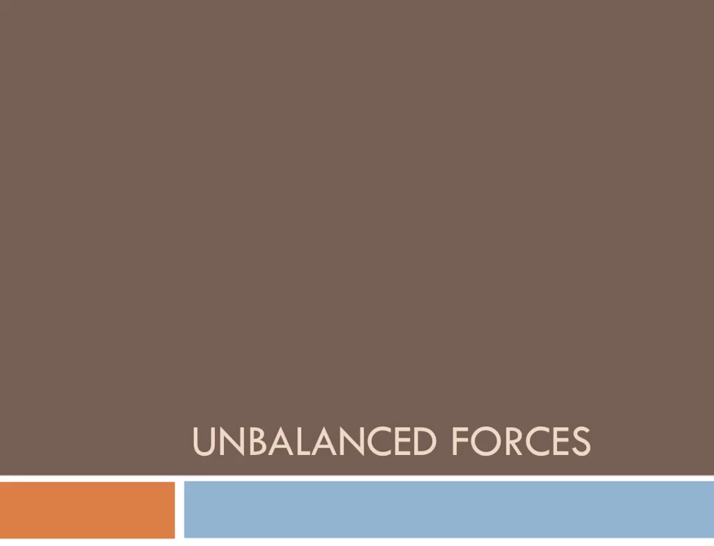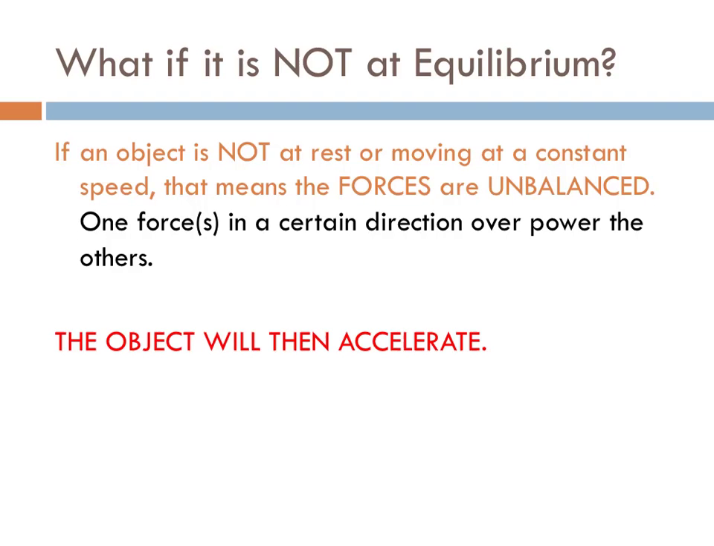This video covers unbalanced forces, meaning accelerated motion. In our last video, we saw examples where all of our forces were balanced, meaning that our object was either moving at a constant speed or it was at rest. So if it's not doing either one of these, then the forces must be unbalanced. If the forces are unbalanced, then the object will accelerate.